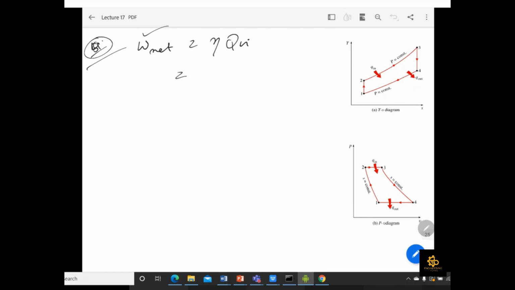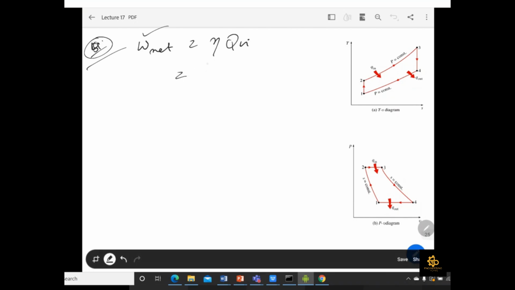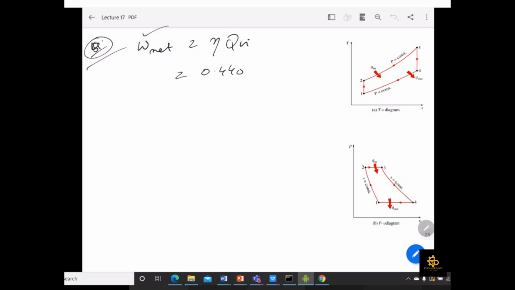Okay, so efficiency we already found, which is 0.448, or 44.8%, and Q in is known to us from your question, which is 35,000 kilowatt. If we multiply, it turns out to be 15,680 kilowatt for your W net. So this is part A, using the air-standard convention.